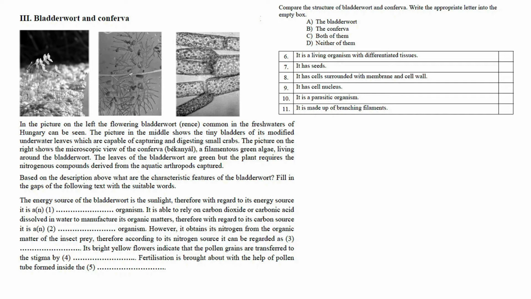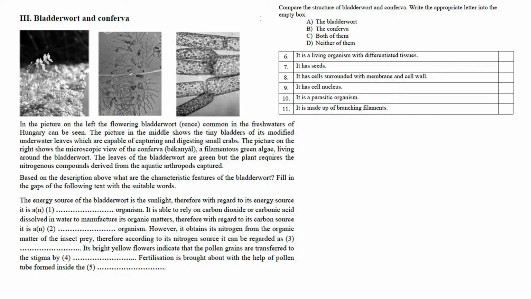Fill in the gaps of the following text with the suitable words. So it turned out that the bladderwort is a carnivorous plant, like the Venus flytrap or the pitcher plant or the sundew that we discussed during the lessons. So let's fill in the text.